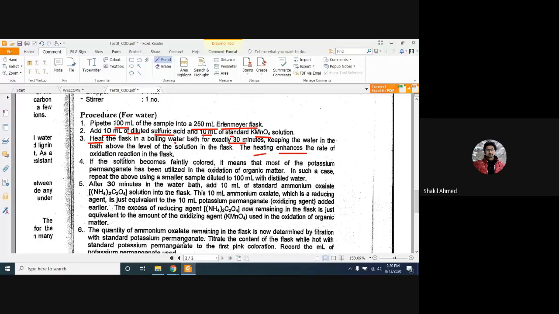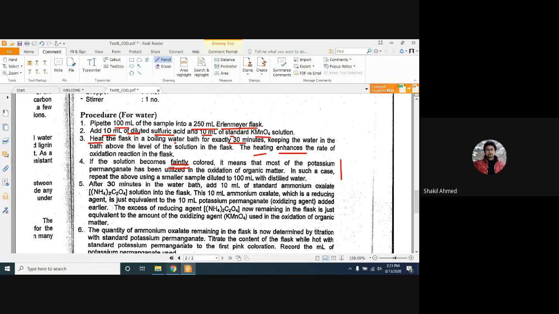If the solution becomes faintly colored, that means the color fades away. That means most of the potassium permanganate has been utilized in the oxidation of organic matter. In such a case, repeat the above using a smaller sample. Okay, we will come to this point later.